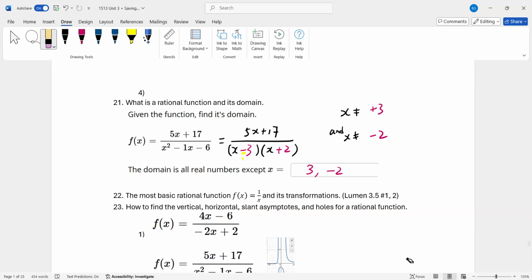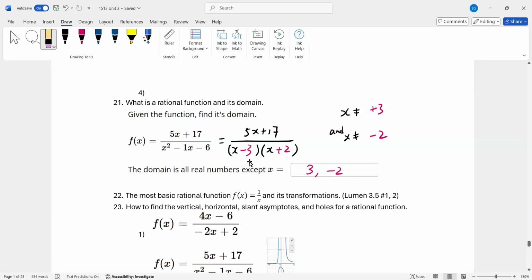A rational function in general does not have all real numbers as its domain. The domain of a rational function normally has the format: all real numbers except a certain value or values. Those values will make the denominator 0. So far so good, guys? Yes, I understand it. Okay, thank you.